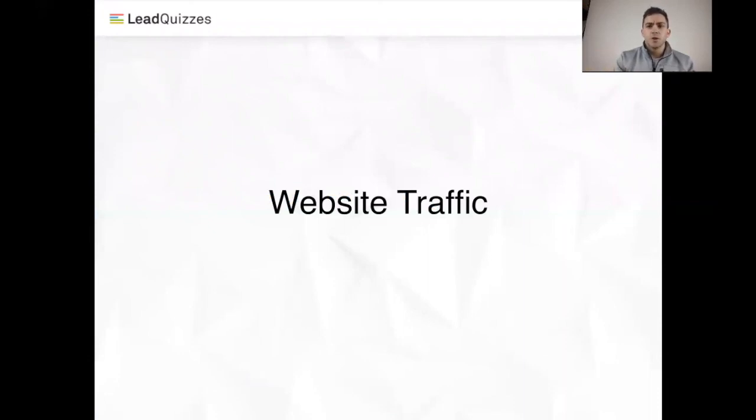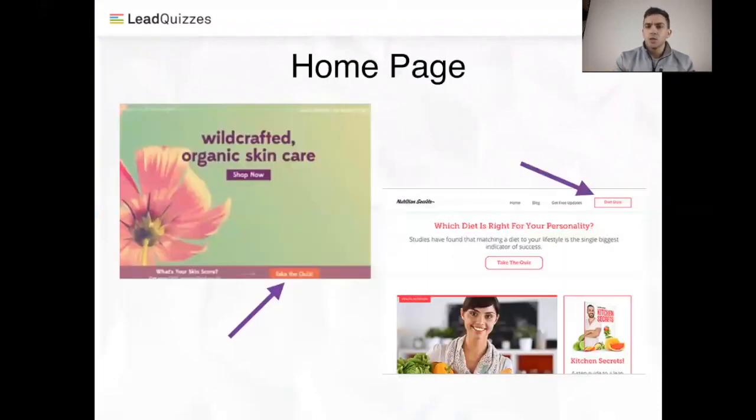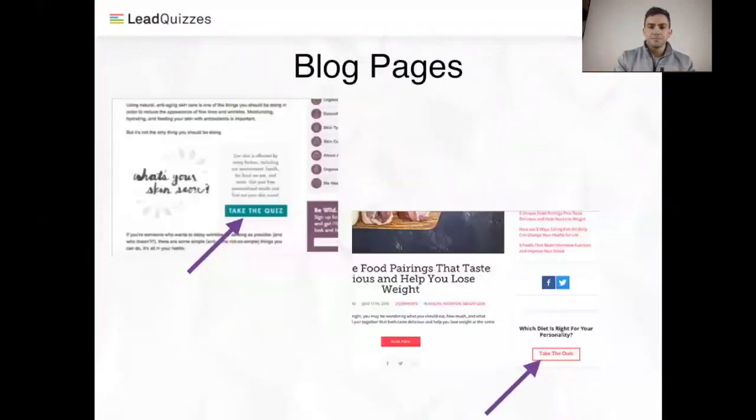But where would you put it on your website? A great place to start is your homepage. Here's a couple of examples. One's Anne-Marie Gianni, one's Neil Patel, where they got the quiz right on their homepage. Easy, instant place where people can find the quiz and take it.